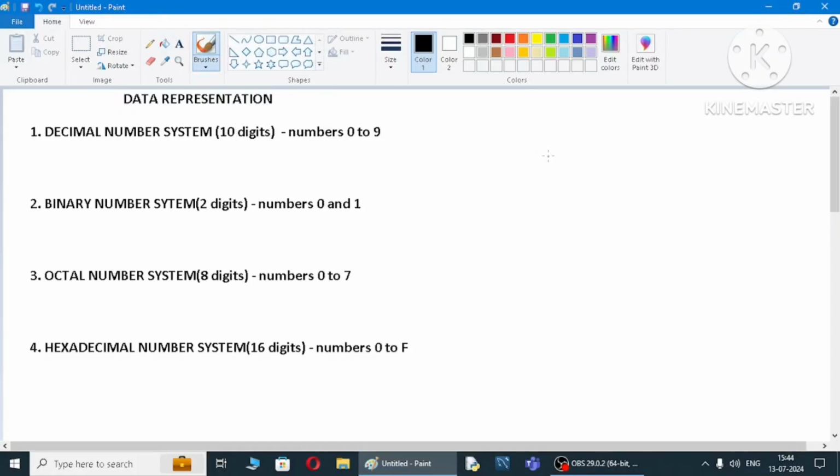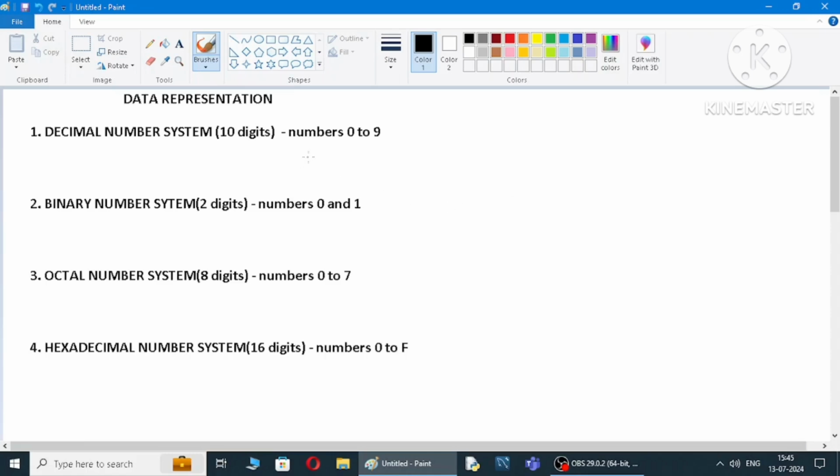Hello students, in this session you will learn about the different number systems, how data is represented in different kinds of number systems, and you will also learn how to convert a number of one number system to another number system. First we'll get to know the different kinds of number systems and how the sequencing of numbers is being done in each number system.